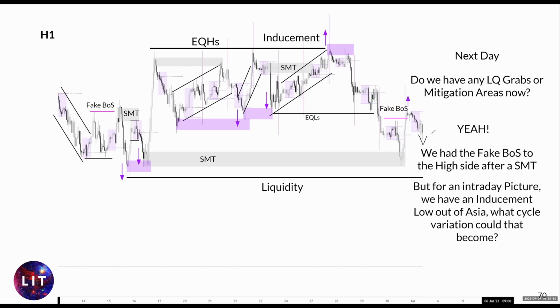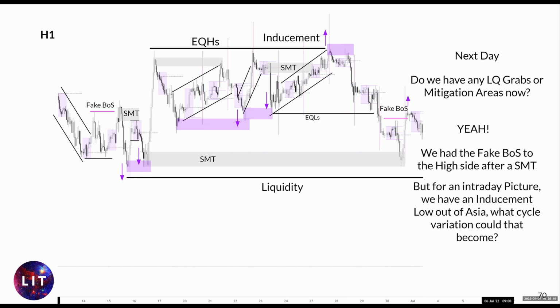So what cycle variation could that become? Again, we want to trade away from this fake break of structure. And obviously now this becomes very obvious equal lows in here also. And we have our major liquidity down there. But obviously we want to trade away from this one now, right? But our inducement is low. So what cycle variation could that become?